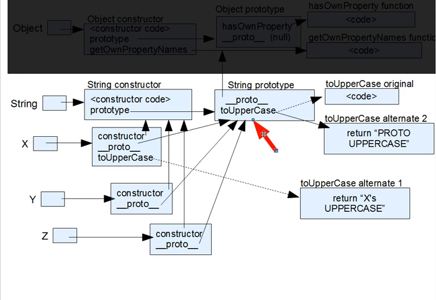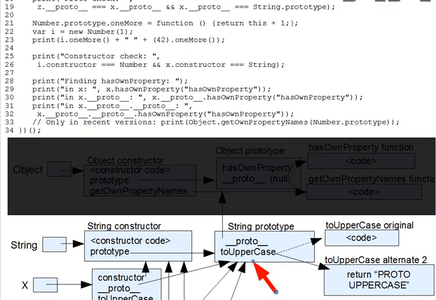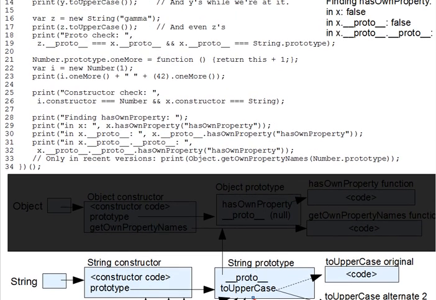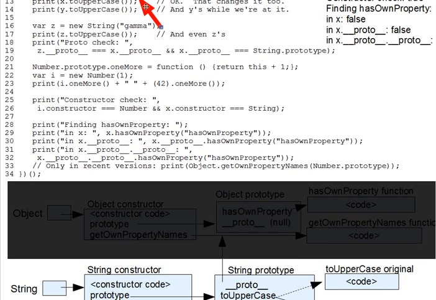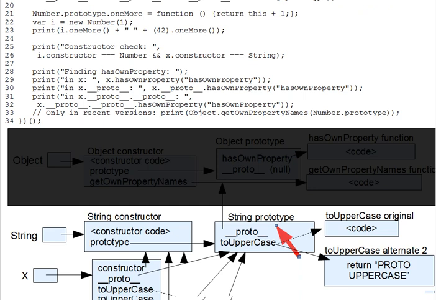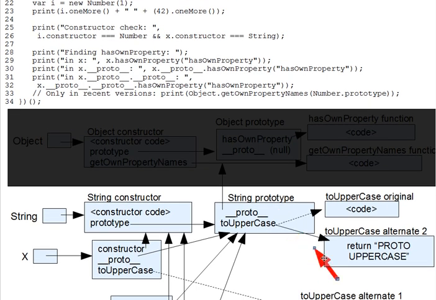Now, these last two questions are not just academic. They show that it is possible to dynamically modify the prototypes themselves and thus affect all objects of the type. Let's look more closely at that. On line 12 up here, we replace the string prototype's toUpperCase property. The diagram shows the original toUpperCase property now replaced by our alternative right there.